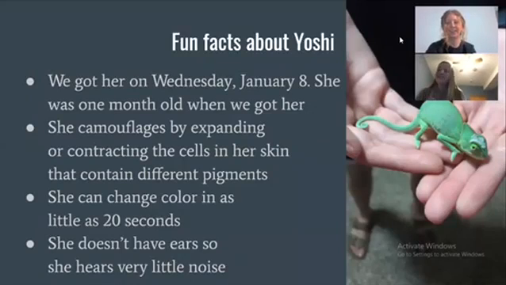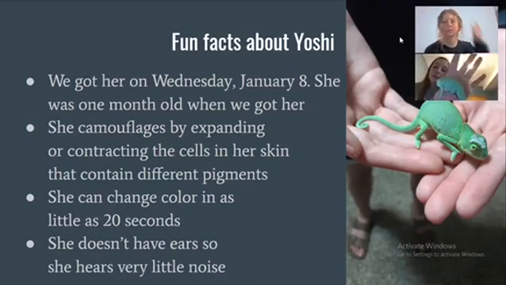Okay, so now we brought our animal with us to show you. This is Yoshi. She is a veiled chameleon. We got her January 8th, and she was 1 month old when we got her. So she's about 4 months now, almost 4 months.